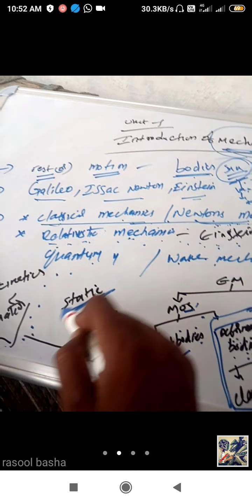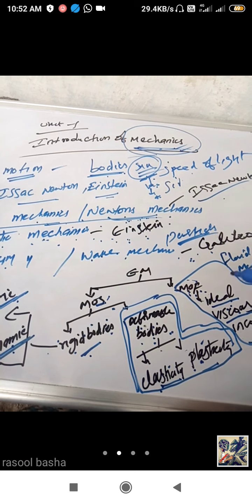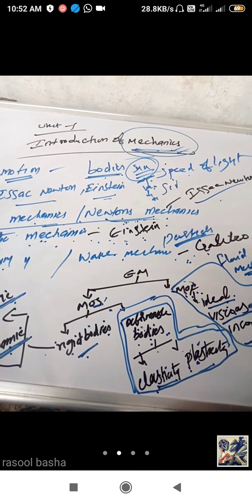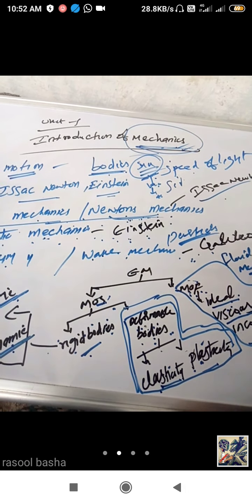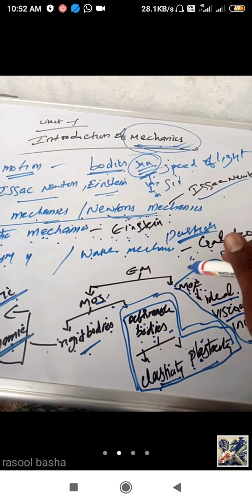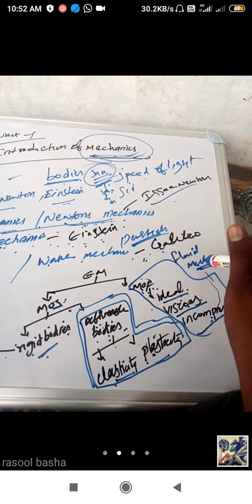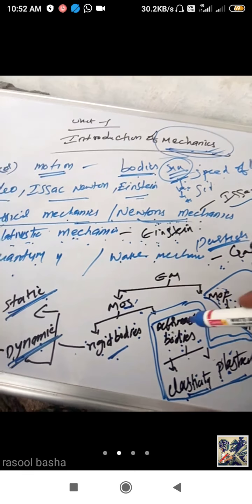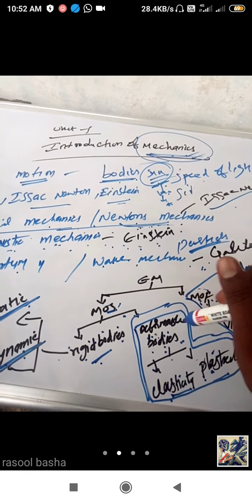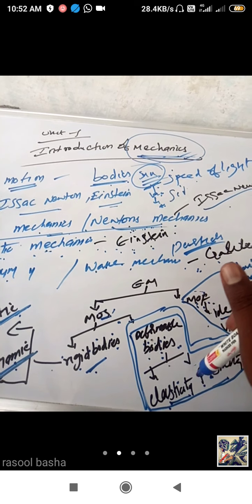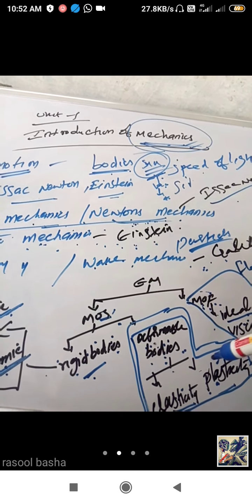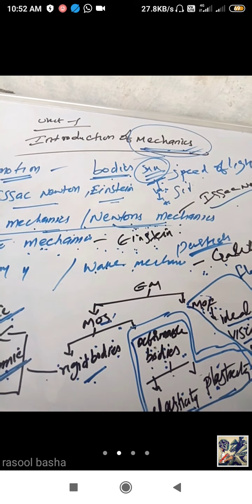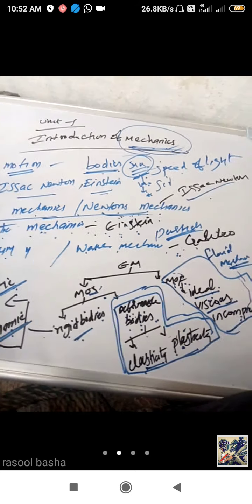Coming to mechanics of fluids, it is divided into three types: ideal, viscous, incompressible. This type of engineering mechanics you will study in the fluid mechanics subject. In our subject, in the first unit, we deal only with deformable bodies, that is, from the elasticity and plasticity point of view. So this is the small introduction about engineering mechanics.